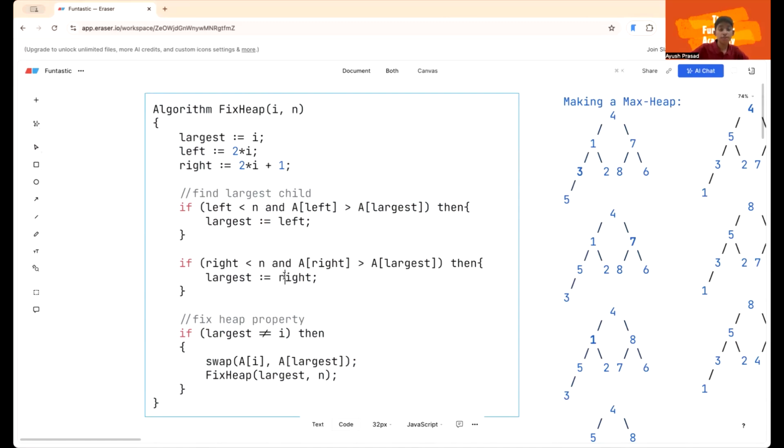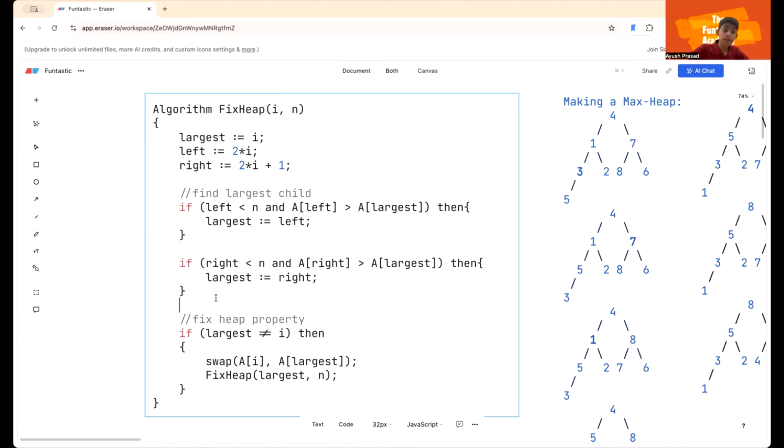You may also notice we have statements like if left is less than n. Why is that the case? Let's say i was equal to n, the last element in the heap. Well, then 2i would be beyond the end of the heap. So it would get something that isn't valid in this array. That's why we're using these comparisons to make sure that never ever happens.